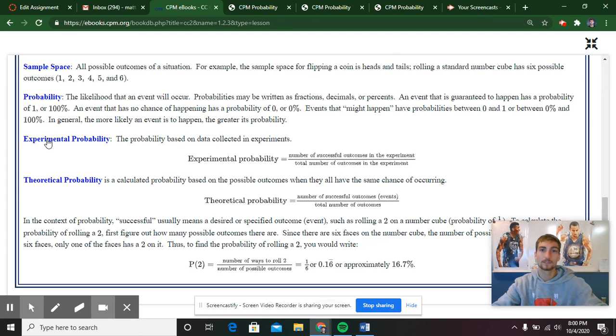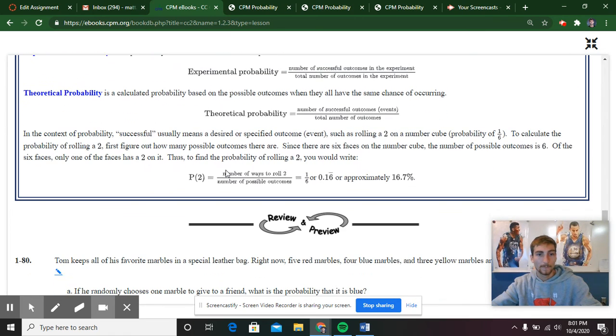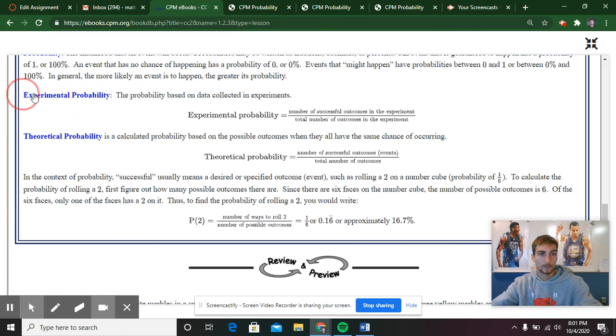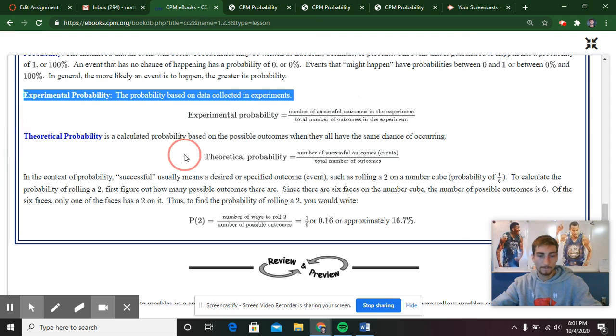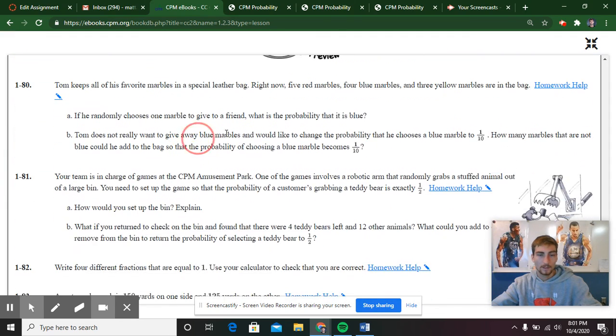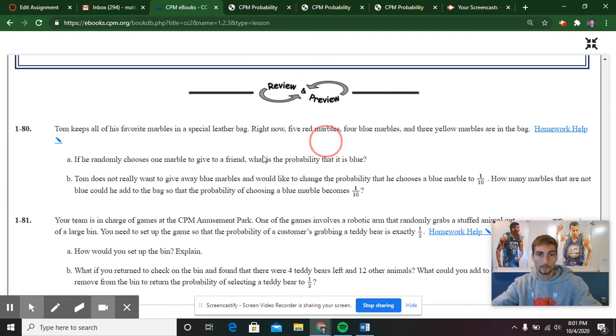But percent means out of 100, right? Think about how many cents there are in a dollar. There's 100. And so that's why 0.56 goes to 56%, or 21 over 100 goes to 21%. Then we have experimental and theoretical probability. Then you move on to our review and preview.